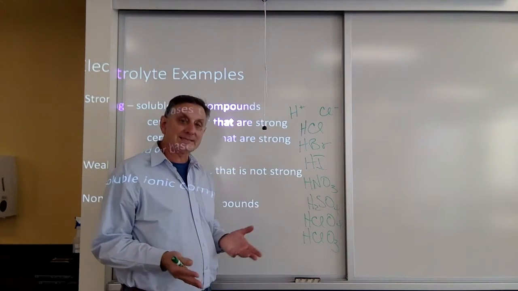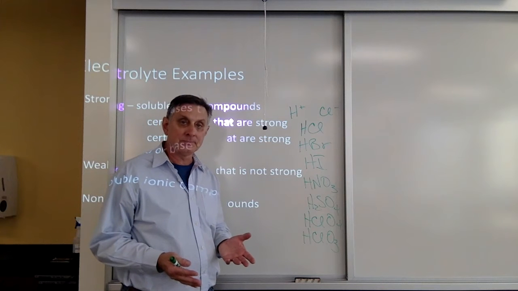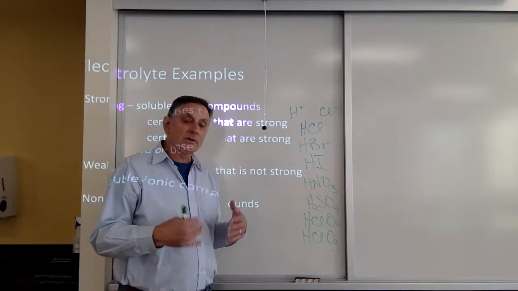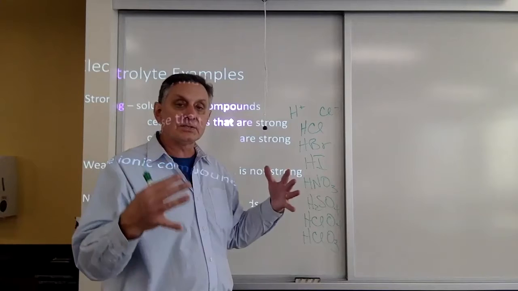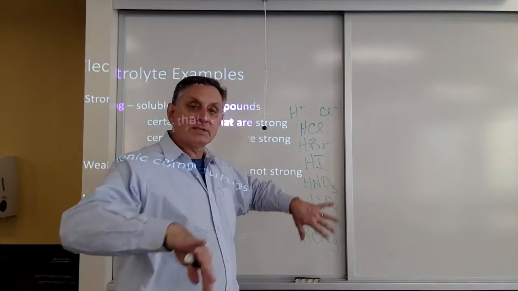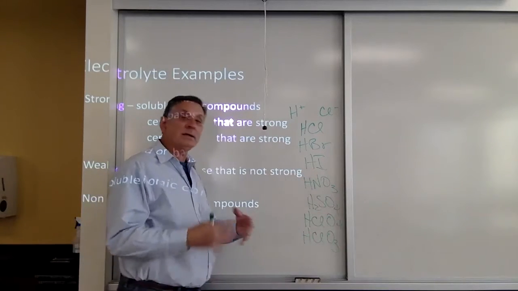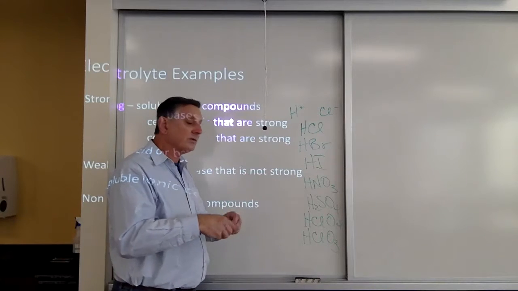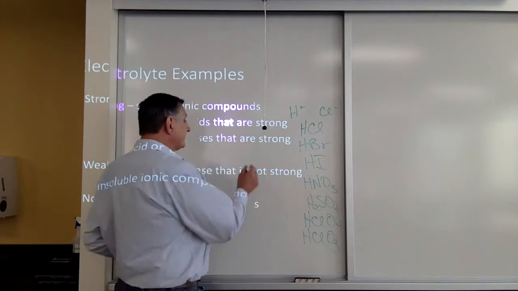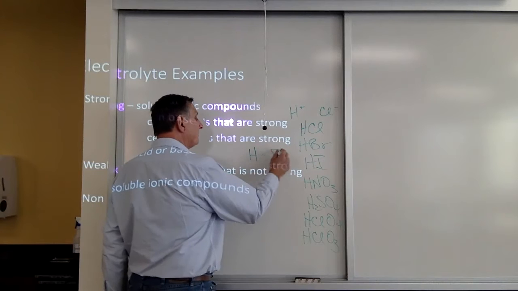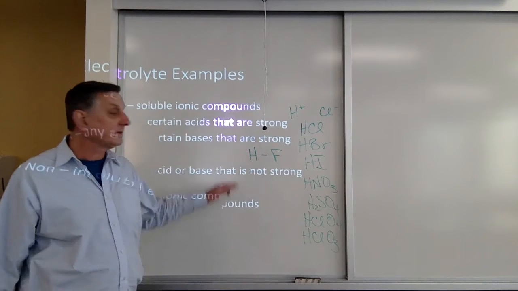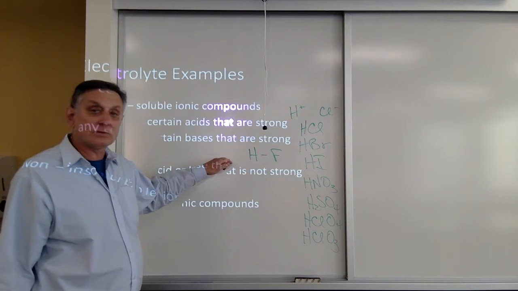Every other acid is weak. Remember, all acids dissolve. These 7 totally separate into cation, anion. Everything else stays together. Now, what that means is something like this. Let's pick HF. HF is a weak acid. It's not one of the 7 strong ones.